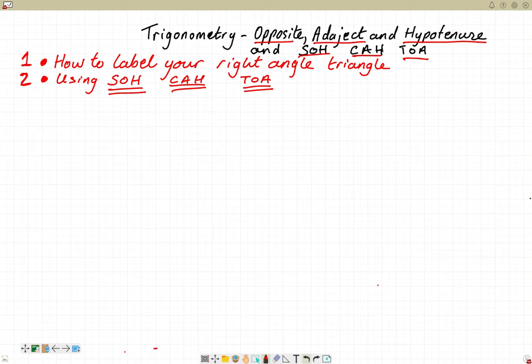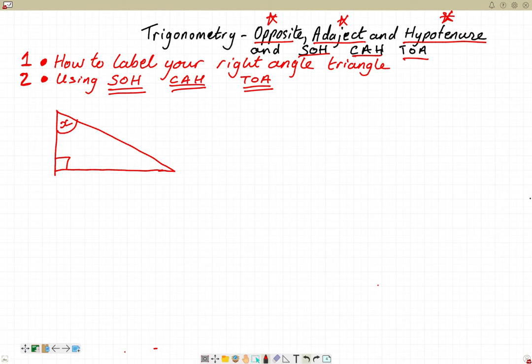Okay, so number one, when you have a right angle triangle, you need to know how to label the sides. When you're doing this topic, you're always going to be presented with a right angle triangle. You're going to be given an angle which you may know, or you may not know. Using this, you need to label the sides of your triangle: opposite, adjacent and hypotenuse.